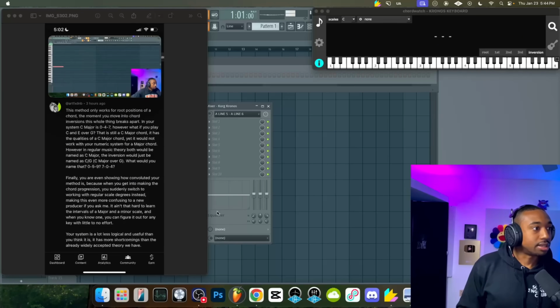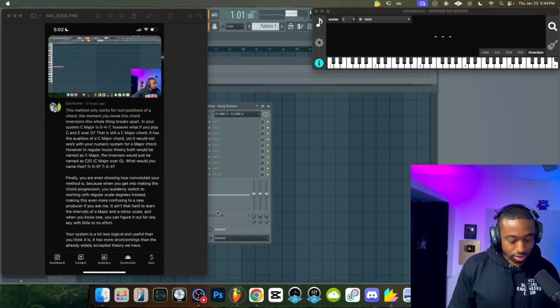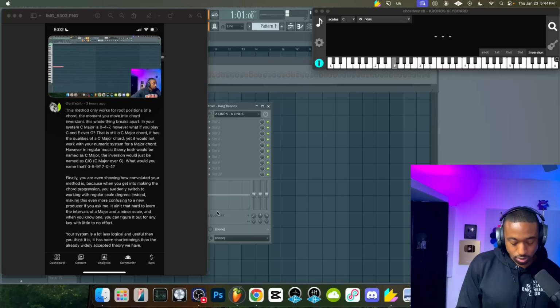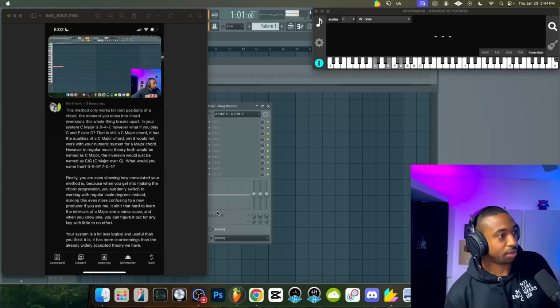Artifact says this method only works for root positions of a chord. The moment you move into chord inversions, this whole thing breaks apart. In your system, C major is 0, 4, 7. What he means is 0 is your root note. Count up your notes: 1, 2, 3, 4, 5, 6, 7. In this case, we'll play C major to keep it simple. He says 0, 4, 7 makes C major.